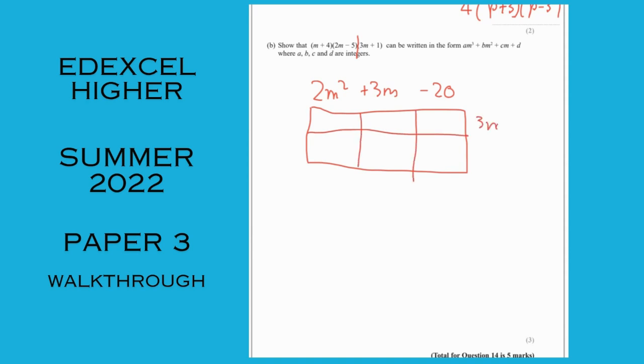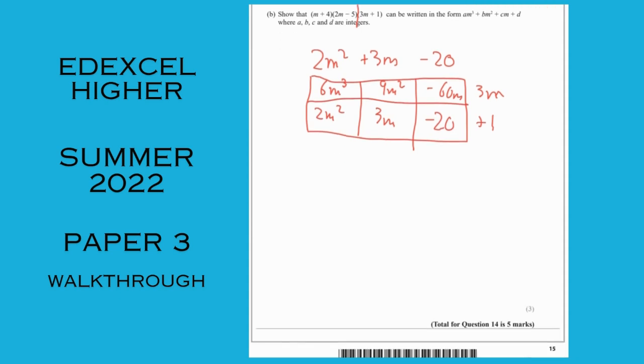So I do the first step mentally, and there's too many loops, so I do the second stage in a grid. It's just a bit safer that way. So across the top, we times everything by 3m, 6m cubed, 9m squared, minus 60m, and times by 1, well, just write it down again.